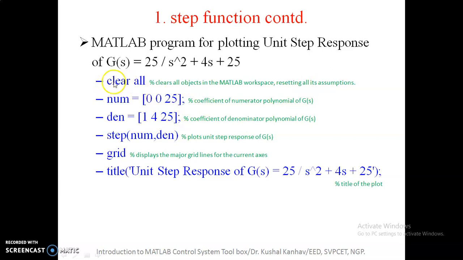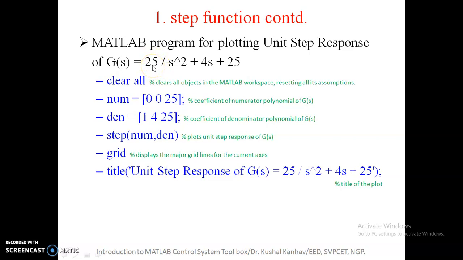The first line of the program is clear all. This will clear all objects in the MATLAB workspace, resetting all its assumptions. So whatever earlier data there was will be cleared with the help of this clear all. Now, if you observe the transfer function, you find in the numerator it is 25.